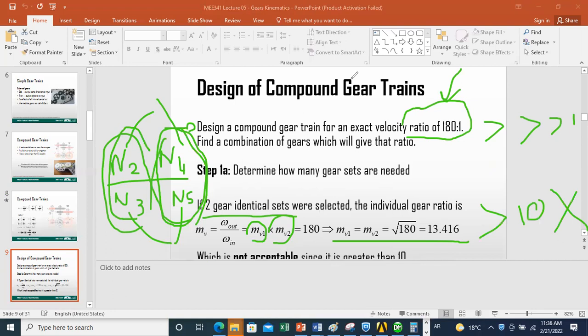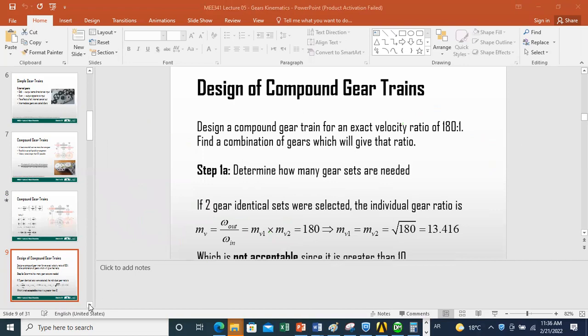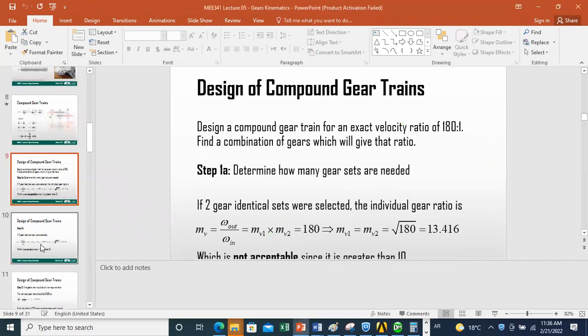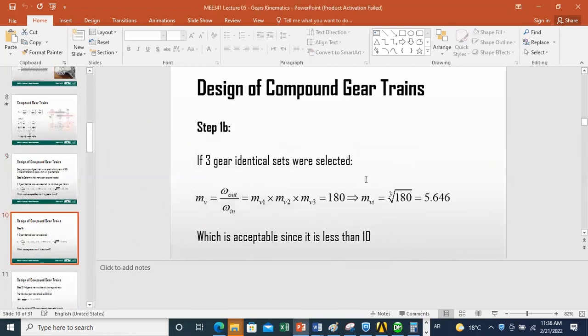I should move to a larger number of sets. Now let us move to 3 sets and see if it works. If we use 3 identical sets, each one should be characterized by a gear ratio of 5.646, which is less than 10. So this is acceptable, and I can work with 3 sets. Okay. Now, can I use them identical or not?